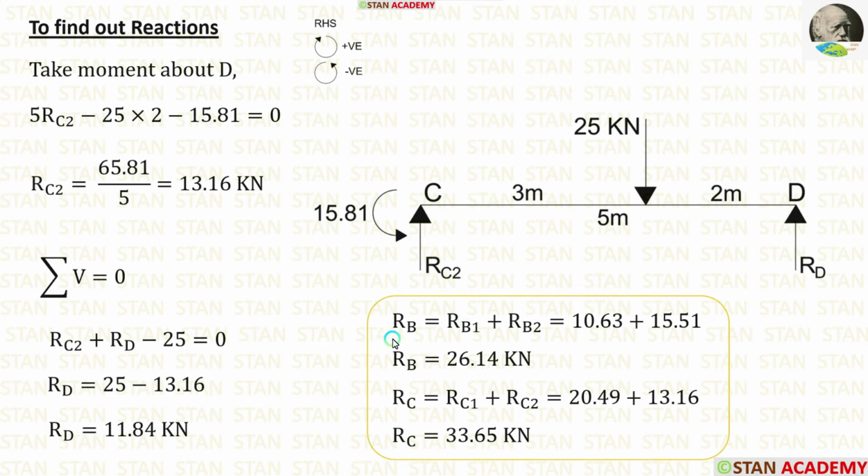In the point B and in the point C, we have calculated the reactions 2 times. For RB, we have to add RB1 and RB2. Finally, we are getting RB. For RC, we have to add RC1 and RC2. After adding, we are getting RC.